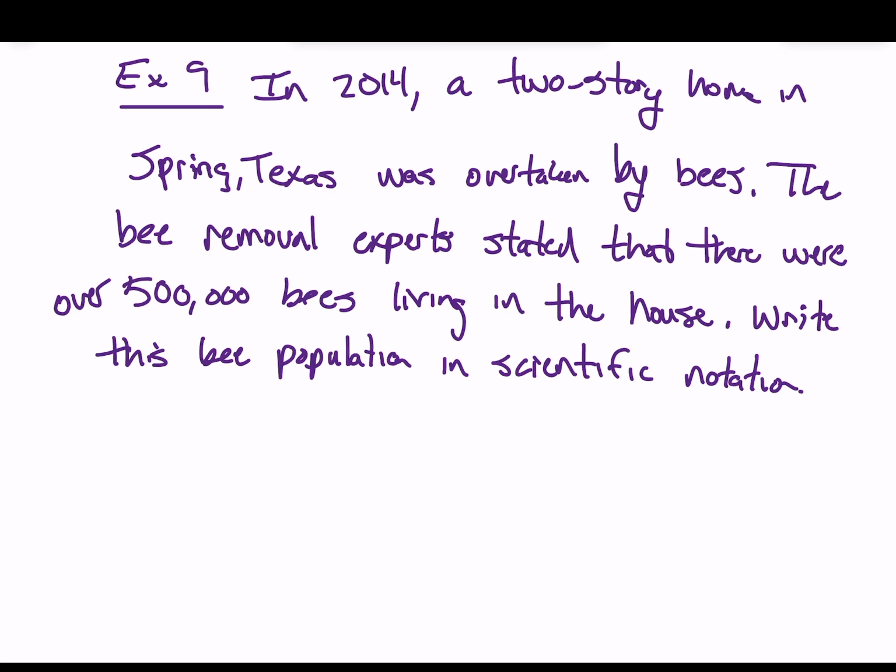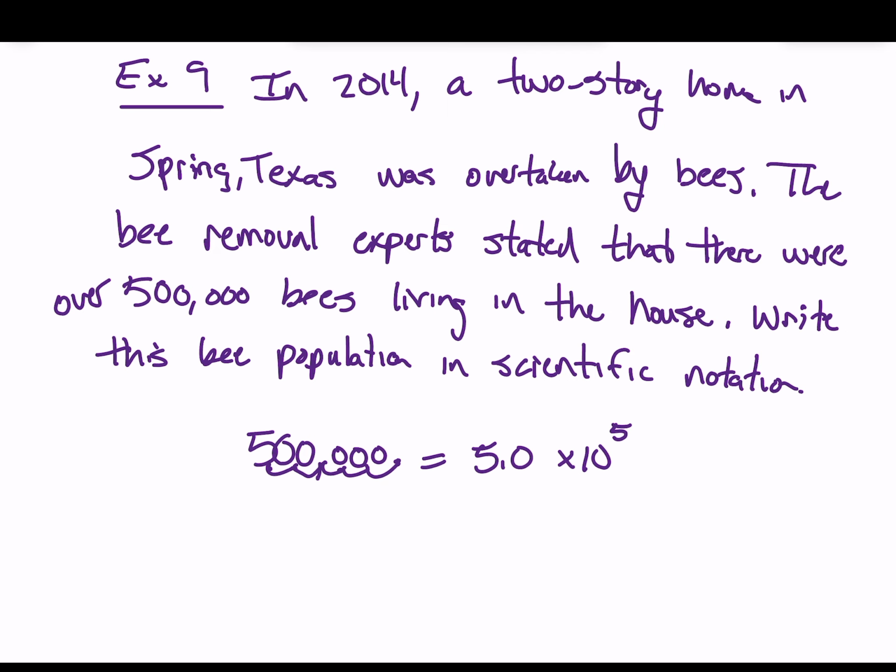Example 9. In 2014, a 2-story home in Spring, Texas was overtaken by bees. The bee removal expert stated that there were over 500,000 bees living in the house. Write this bee population in scientific notation. So again, remember, we want to start with our number, with our decimal there, and we want to move the decimal where there is one digit to the left of the decimal. So we'll move the decimal 1, 2, 3, 4, 5 times. So that's 5.0 times 10 to the 5.